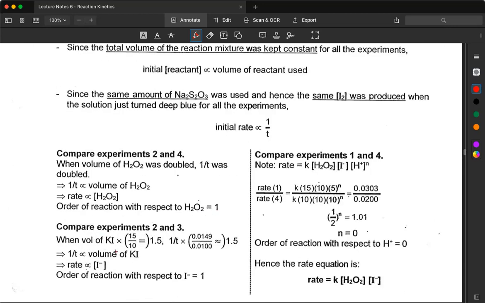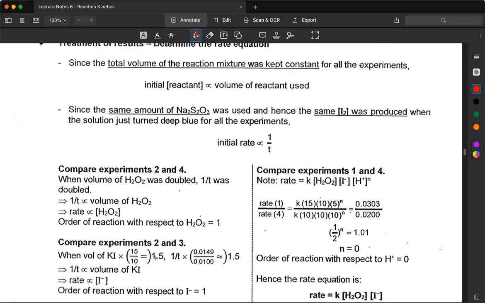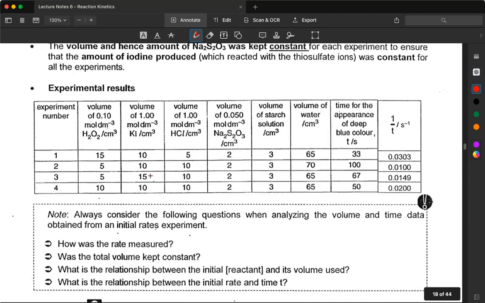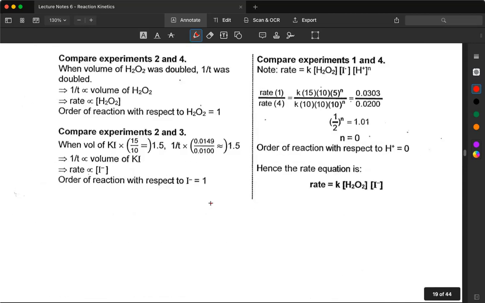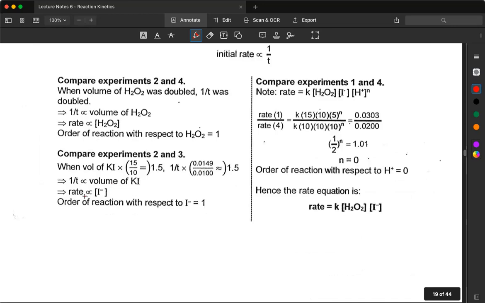So for potassium iodide, it's the same thing. If you go to there, potassium iodide inspection, the rest constant, 2 and 3, this one times 1.5, this one times 1.5 also, right? So same. So rate and concentration of iodide is directly proportional. Because rate and 1/T are directly proportional, volume and concentration are directly proportional. So you have to make all these assumptions to get your marking point.